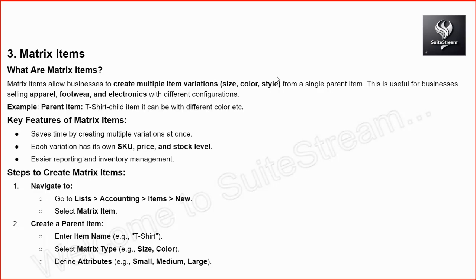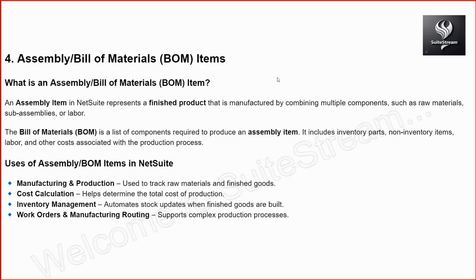The steps to create a matrix item. Navigate: go to List, Accounting, Items, New Matrix Item. Create a parent item. Enter the name, for example, T-shirt. Select the matrix type, size and color. Define attributes: small, medium, large.